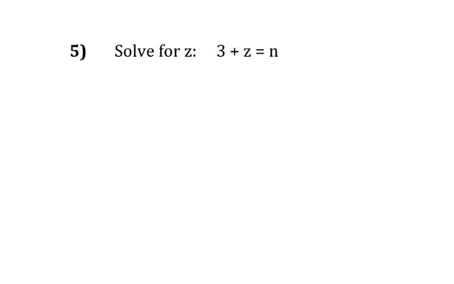Okay, number 5. This is a literal equation. You have more than one variable and you're solving for one of those variables, so z. So put your finger over that. What are you going to get rid of? The 3. So I'm going to subtract 3.